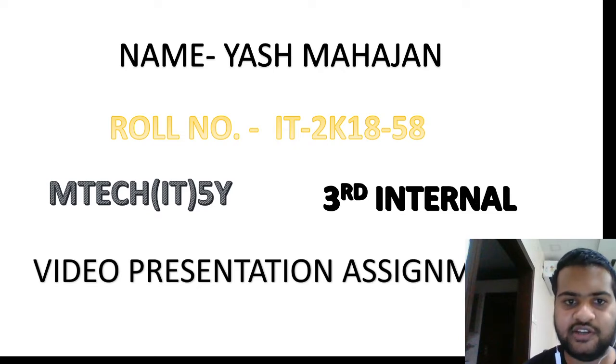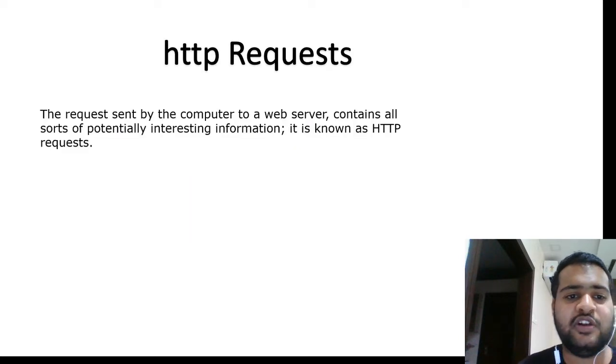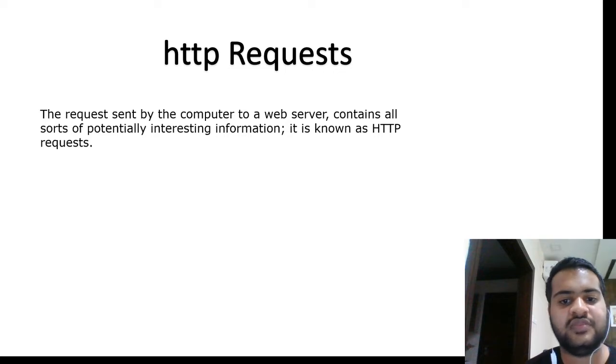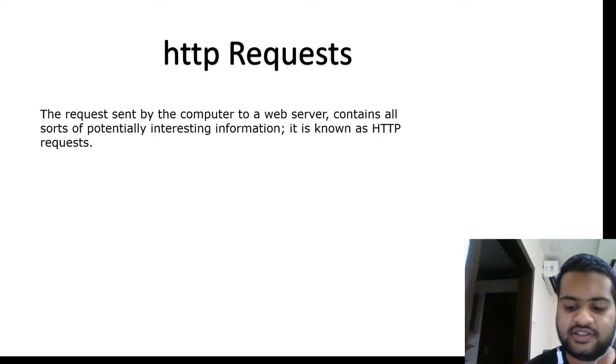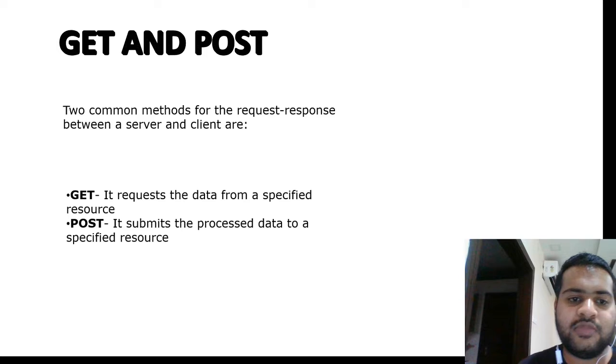Let's get started. First of all, what is an HTTP request? The request sent by the computer to a web server contains all sorts of potentially interesting information. It is known as an HTTP request. Two common methods for the request-response between a server and client are GET and POST. First, the GET method requests data from a specified resource. Second, the POST method submits data to be processed to a specified resource.